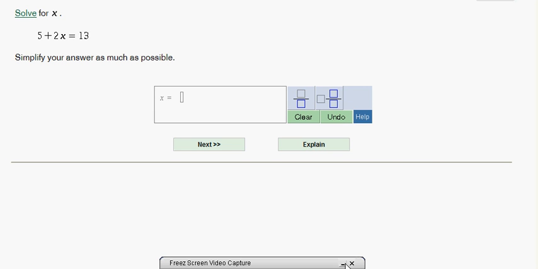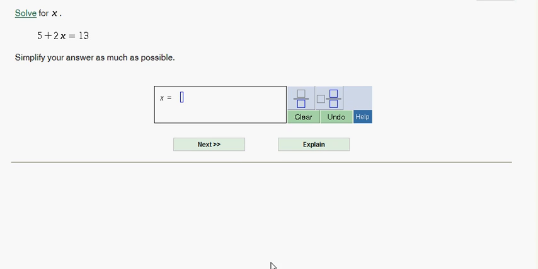Okay, now it's time to do a little bit of algebra in the section of ALEKS statistics, which is entitled Solving a Two-Step Equation with Integers. So as we look at our problem here, we'll see 5 plus 2x equals 13.